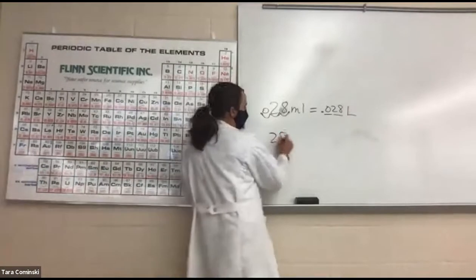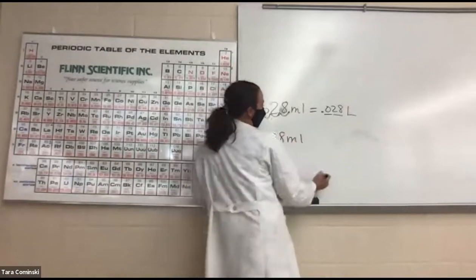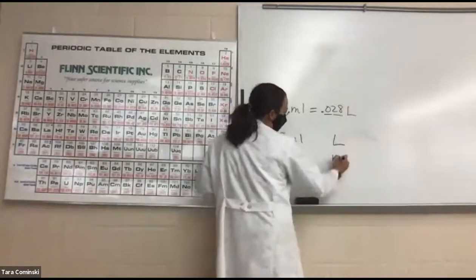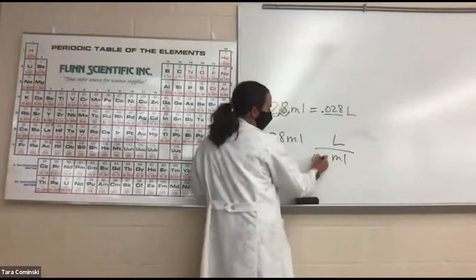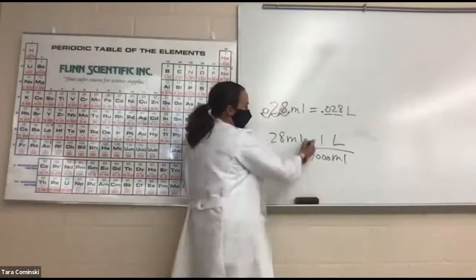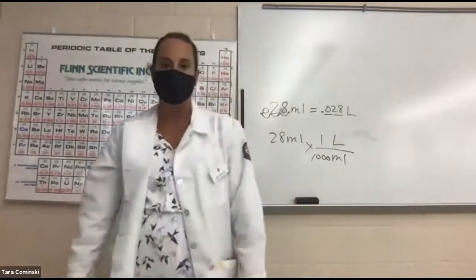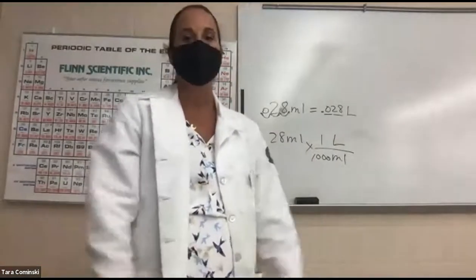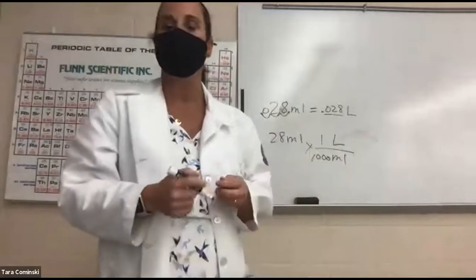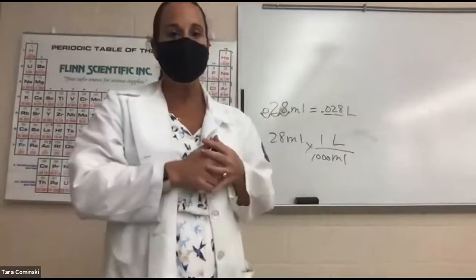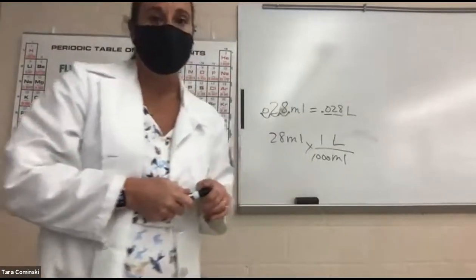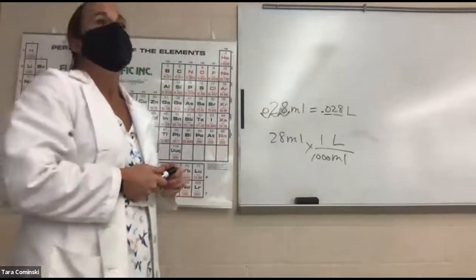All right. And so again, if you wanted to do your division, you could do that too, right? So 28 milliliters, we need liters. We know there's 1,000 milliliters in 1 liter. So it's 28 divided by 1,000, or 0.028, or 0.022, depending on what you started with. Questions on Zoom, guys? No? Okay.